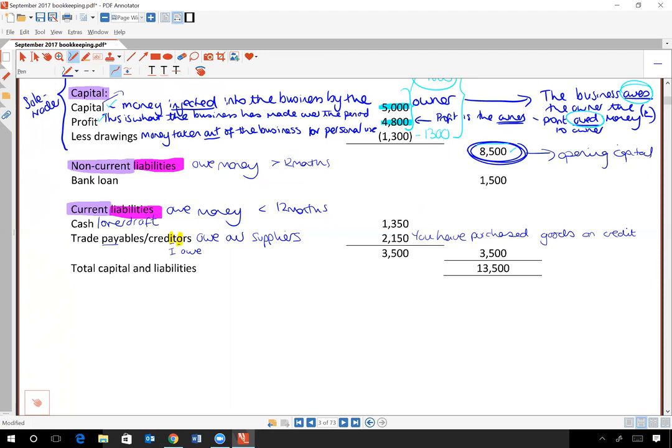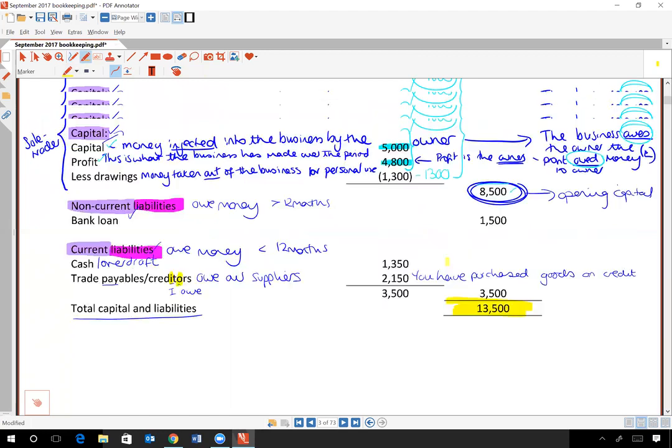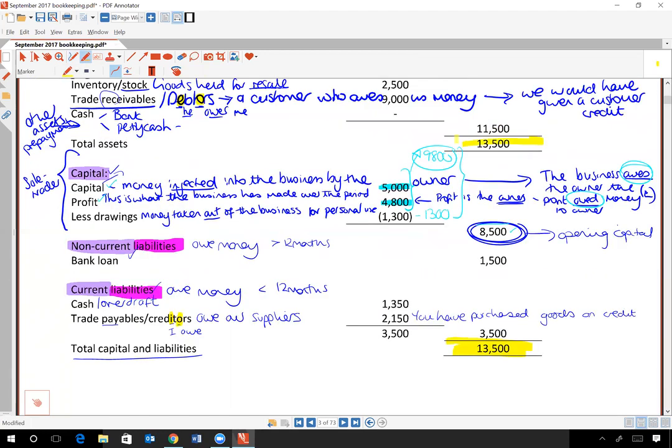And then by adding our capital, our non-current liabilities and our current liabilities, that will give me my total capital and liabilities. And as you can see from these numbers, what should happen is the bottom half of the balance sheet, or statement of financial position, agrees to the top half.